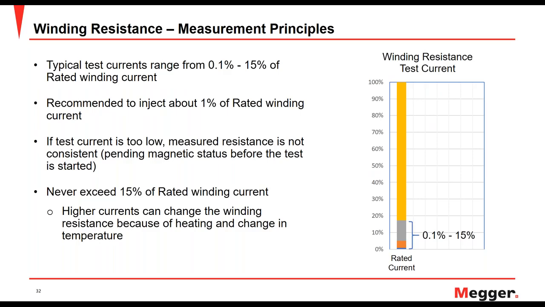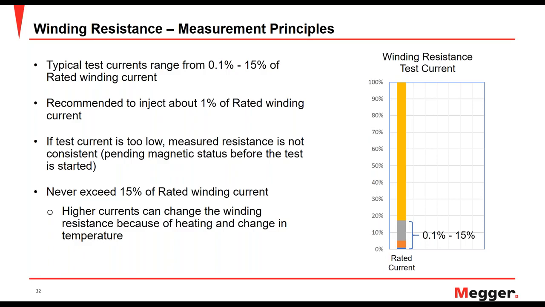So we understand that a higher test current is better as long as it is within 15%. So typical test current ranges will vary from 0.1 to 15% of the rated winding current. And it's recommended to start your resistance measurement at about 1%. And that's because if the current is too low, the measured resistance may not be consistent, it may not be stable. We saw that in the previous slide where we do not want to be in the near zero region of the transformer hysteresis curve. You want the transformer core to be in the saturated section. So that's why a too low current value is not desirable.